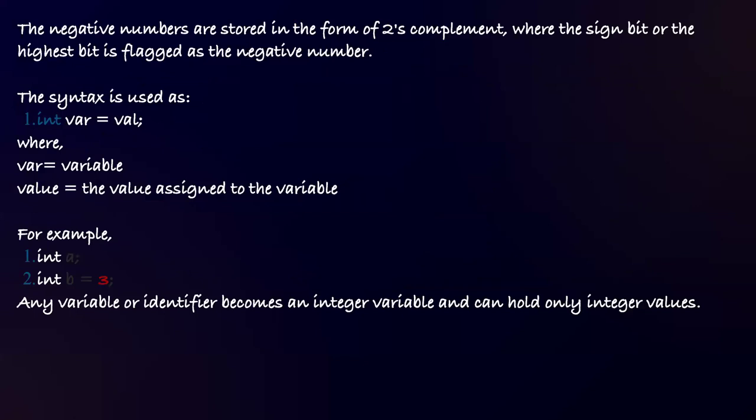The negative numbers are stored in the form of 2's complement. It means where the sign bit, or the highest bit, is flagged as the negative number. This is just a concept that you need to keep in mind. The syntax is int var equal to val. That means var stands for the variable, and val stands for the value assigned to the variable.